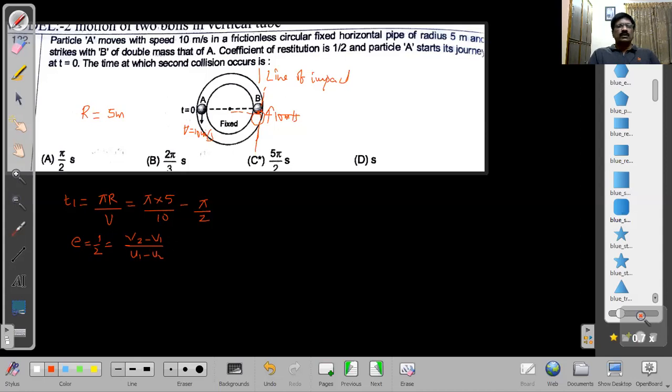This is equal to V2 minus V1. V1 is the velocity of the first body A after collision, and V2 is the velocity of the second body after collision. So V2 minus V1 by, before collision, the first body makes collision with the second body at rest with a velocity U1 equal to 10 meter per second. That's why you write 10 minus, before collision the velocity of the second sphere B is 0. Therefore, V2 minus V1 is equal to 10/2, that means 5 meter per second.